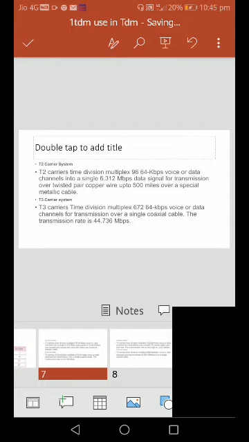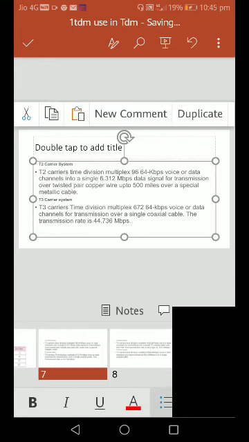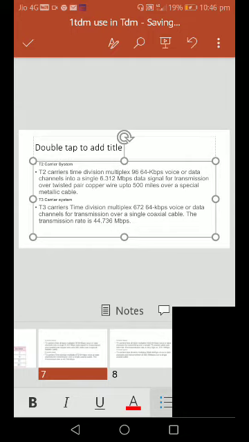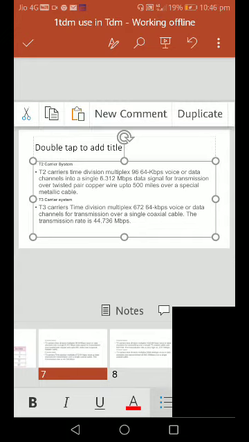T2 carrier system. The T2 carrier system is time division multiplexing of 96 voice channels at 64 kilobits per second. Voice signals and data signals can be transmitted. The data channels are combined into a single 6.312 megabits per second data signal for transmission over twisted pair copper wire up to 500 miles over a special metallic cable.